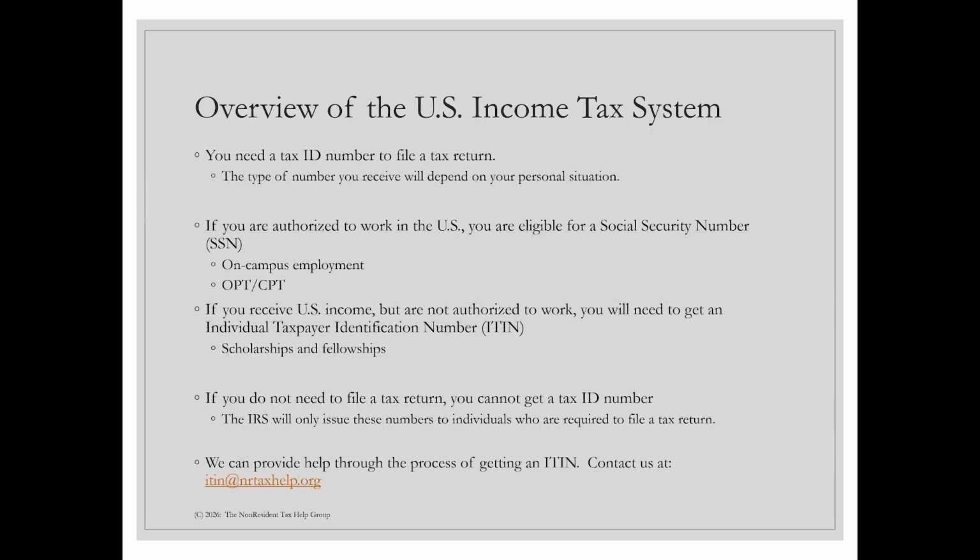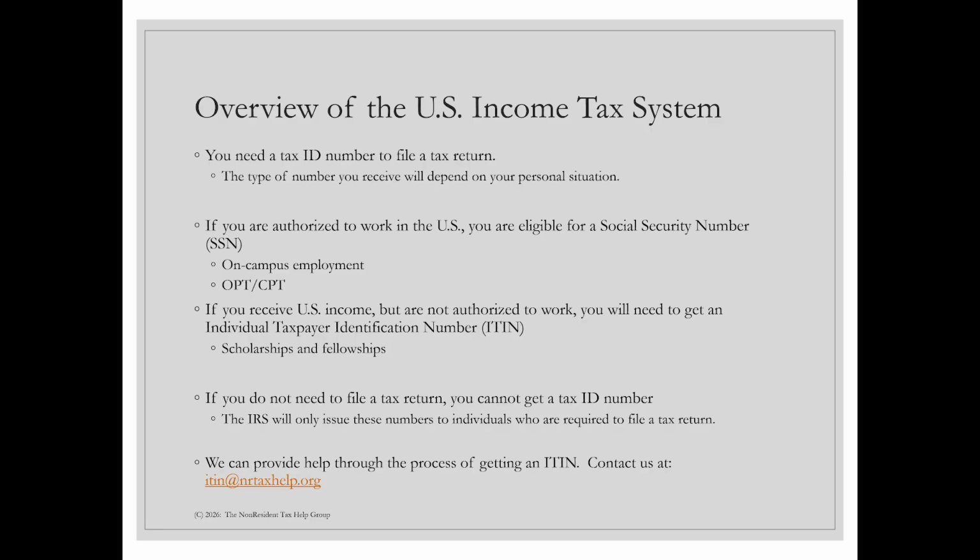When you file a tax return, you need a tax ID number, right? That is how the government identifies who you are, who these forms and all of this information belongs to. The type of number that you get is going to depend on your personal situation. If you're authorized to work in the US, you're going to be able to get a Social Security number. That's for things like on-campus employment or OPT, CPT. If you are going to receive US income, but you're not authorized to work, you'll have to get an ITIN number, or Individual Taxpayer Identification Number. We see this most often with people that have taxable scholarships and fellowships.